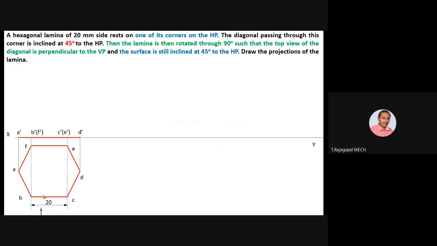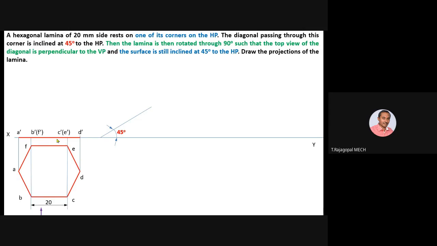Next we have to incline the surface. Surface inclination is with respect to HP. So the surface is inclined at 45 degree to the HP. You can draw a 45 degree inclination line anywhere on the XY without any specific length. Okay. Afterwards, what you have to do is reproduce this simple position. What is the simple position? This is the simple position front view. This has to be reproduced on this 45 degree inclination line.